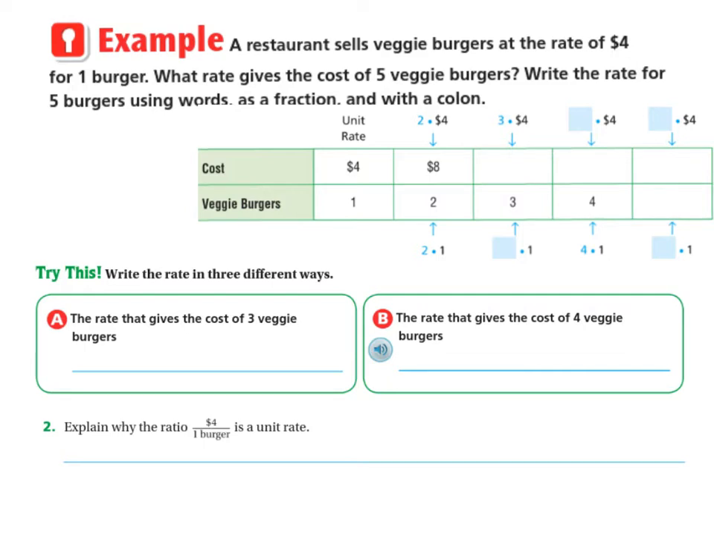Okay, so let's look at our table. For one veggie burger, it costs $4. That's called the unit rate. Unit means one. So for just one burger, $4. So how much would 2 burgers cost?